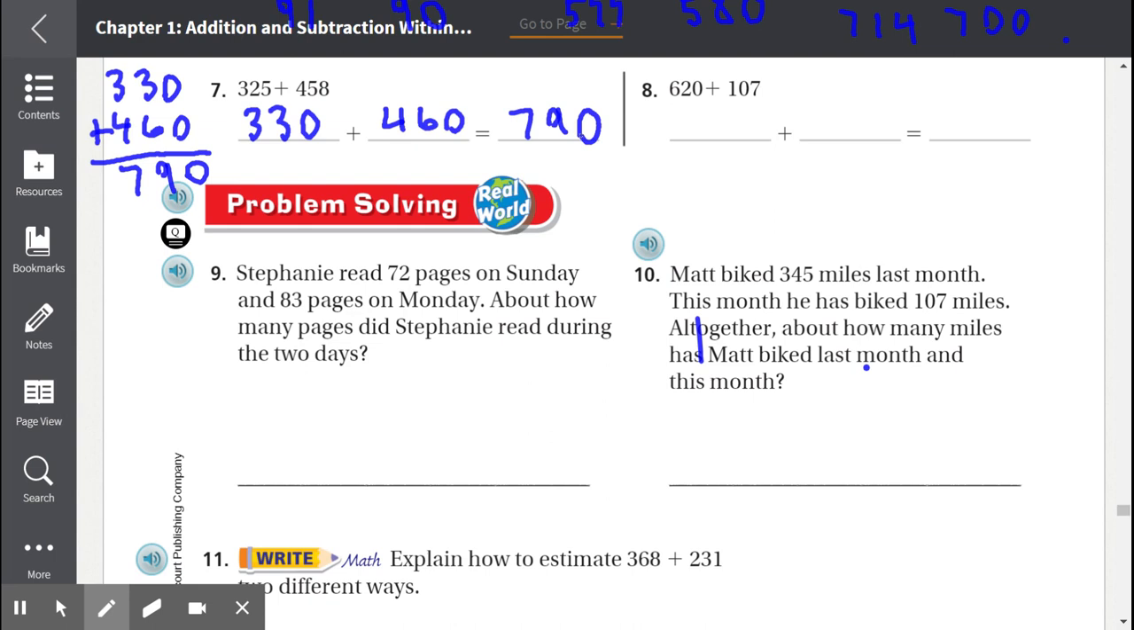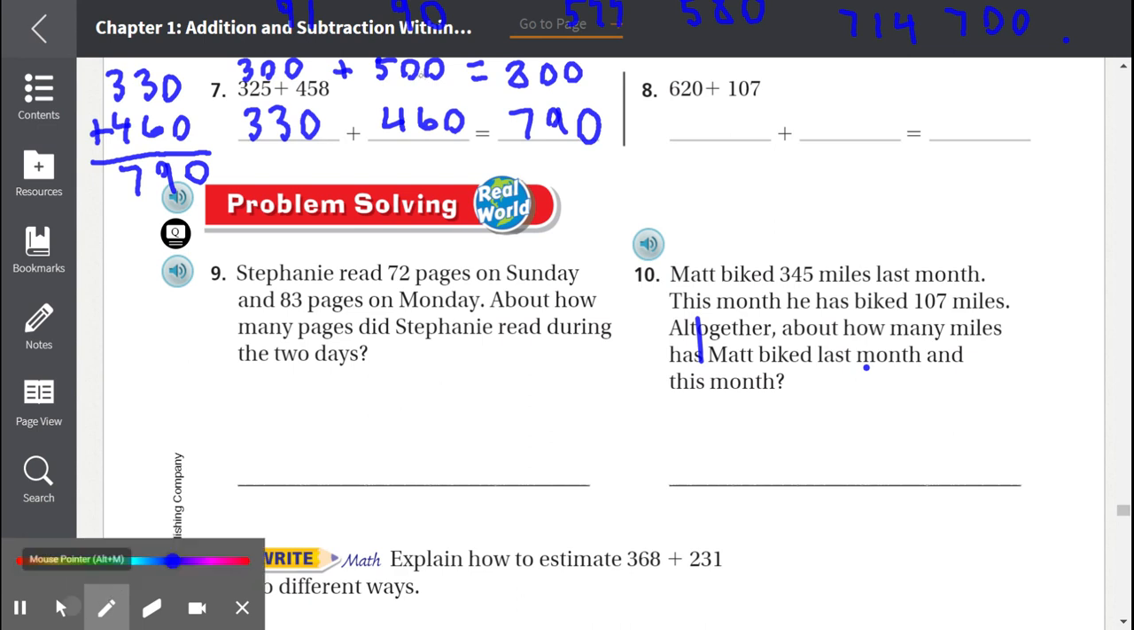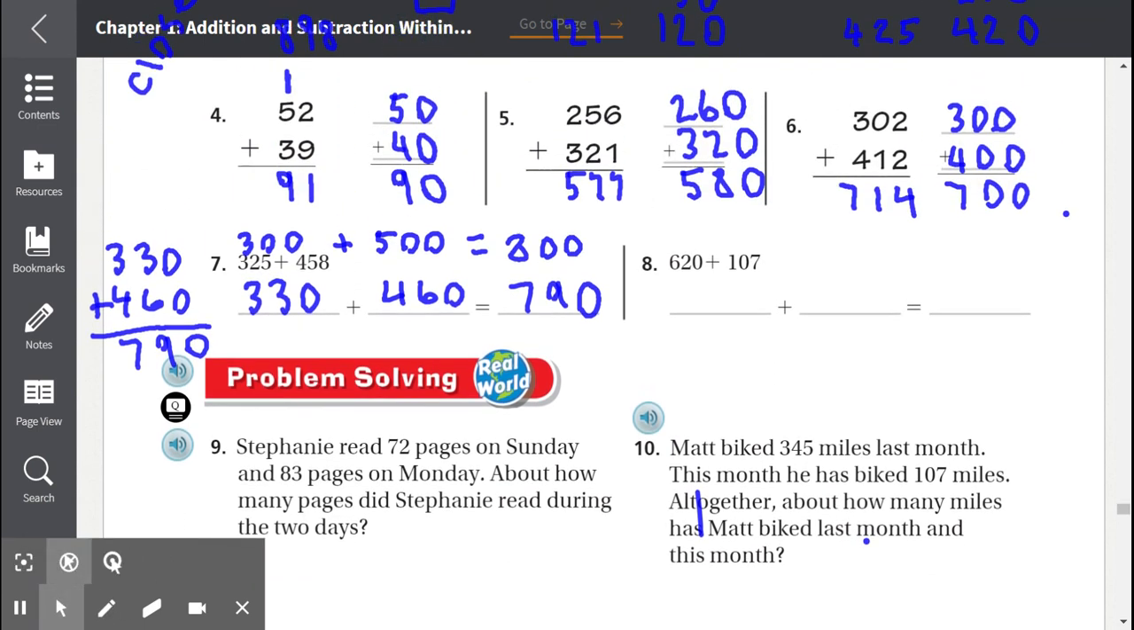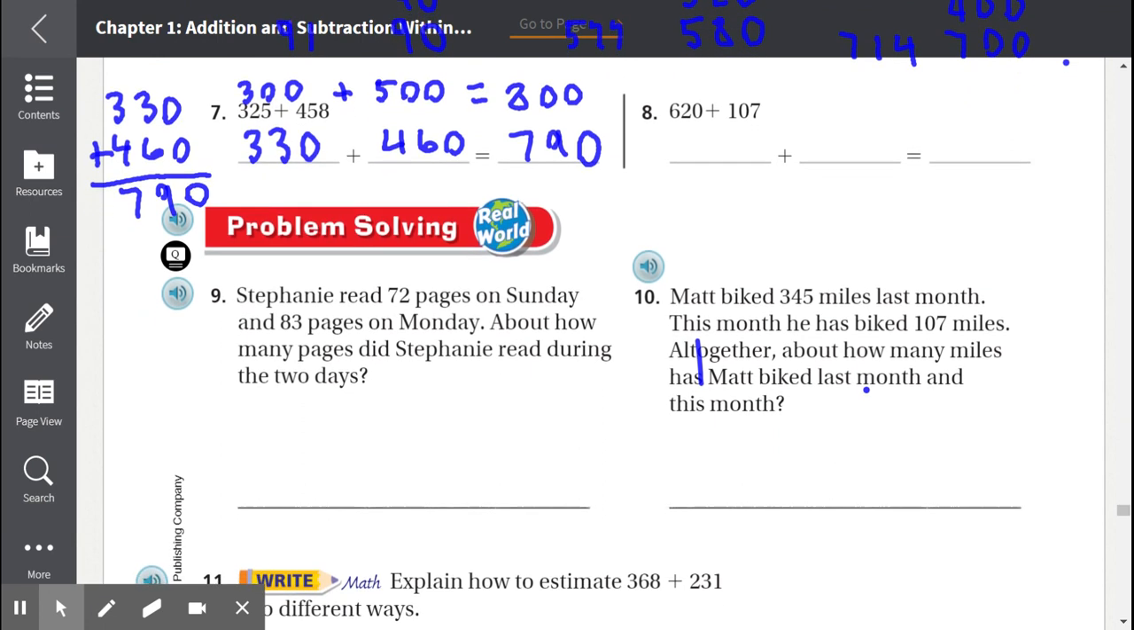But if we wanted to round to the nearest hundreds, we could turn this 325 to a 300 and this 458 to a 500. 300 plus 500 is easy to solve, is 800. So in this example, we rounded to both the nearest tens, which is right here, and to the nearest hundred, which is up here. You only need one.